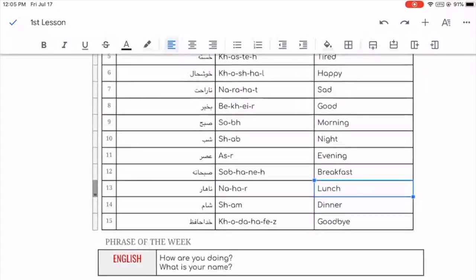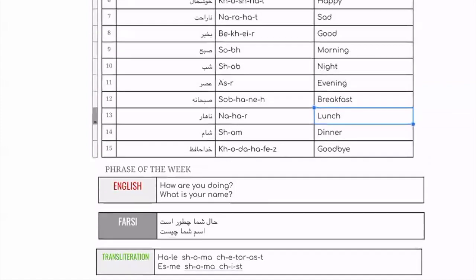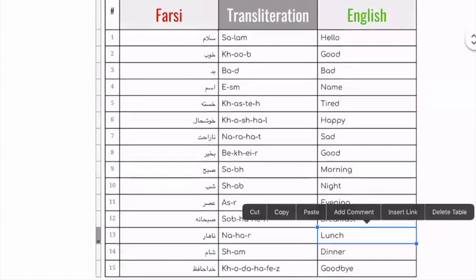Our second phrase is what is your name, which is also a conversation starter, another way to get to know someone, another form of greeting. What is your name? اسم شما چیست? Let me slow this down for you a little bit. اسم شما چیست? Let me repeat one more time. اسم شما چیست? And اسم is obviously name.